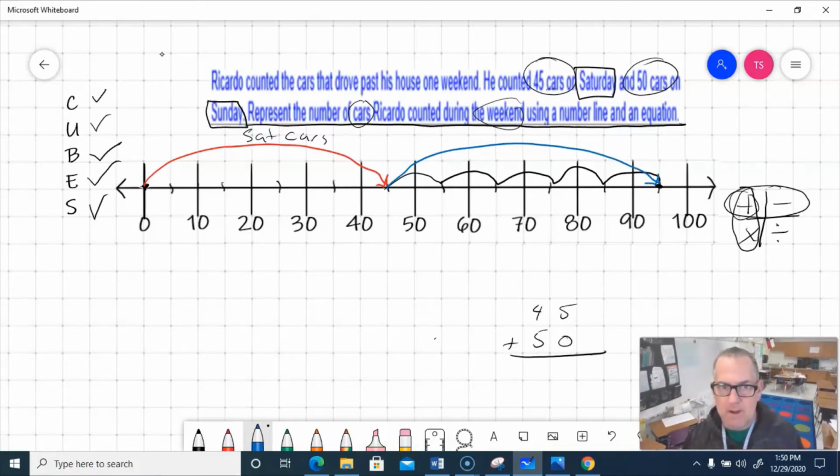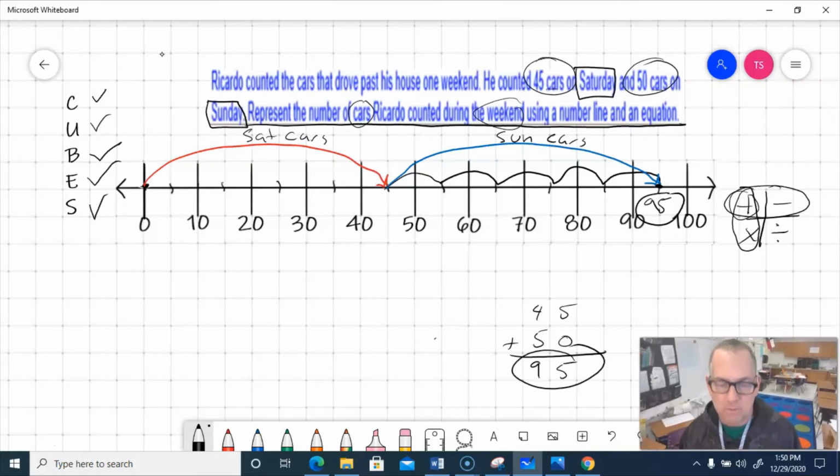It looks like we ended on 95, and those are cars on Sunday. So it looks like there are 95 cars he's seen over the weekend right there. Okay, but I'm still going to work it out down here in my equation. I got 5 plus 0 is 5, and then 5 plus 4 is 9. So that does look like 95 cars over the weekend.